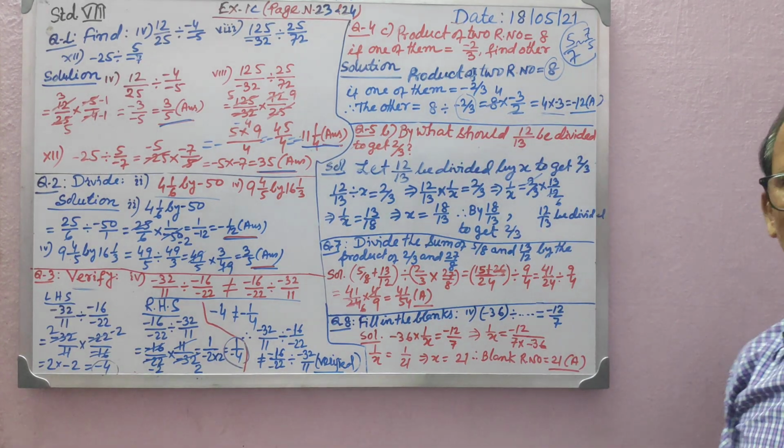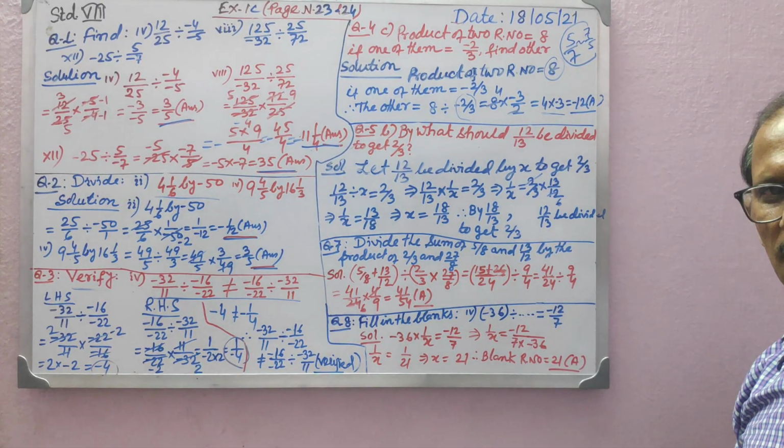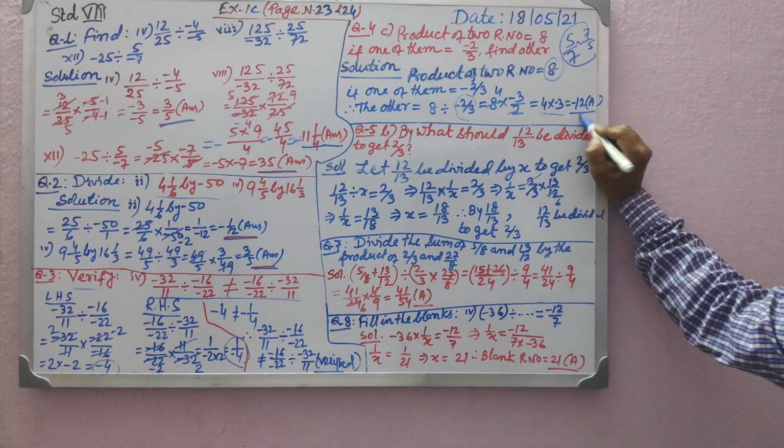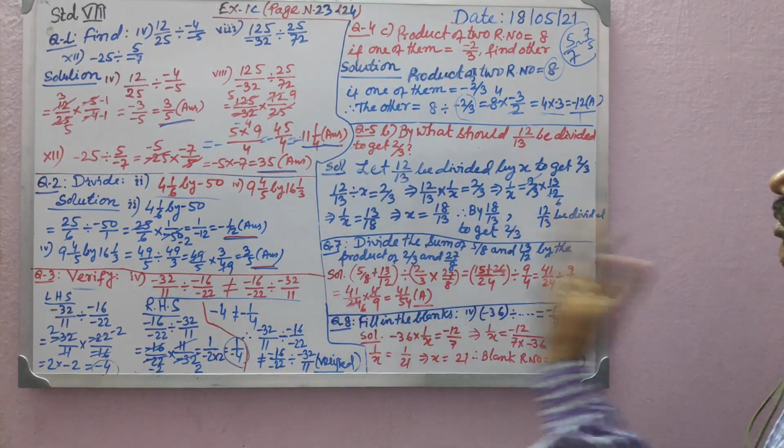You understand me? Don't think that minus 12 is not a rational number because it doesn't have any denominator. The denominator is there. I have said it time and again. Could you understand me? Now let us do question number 5.